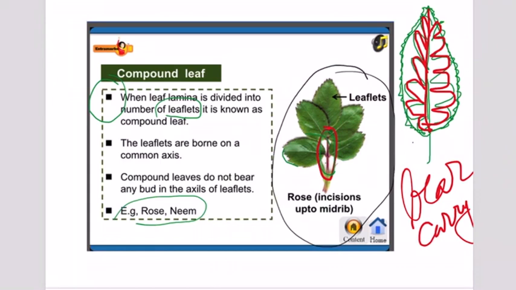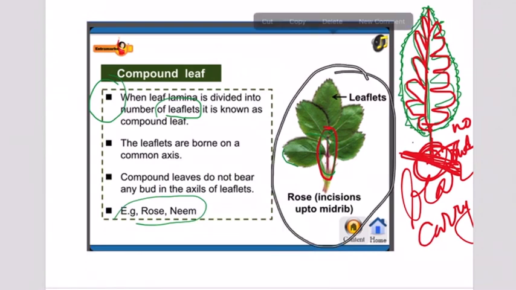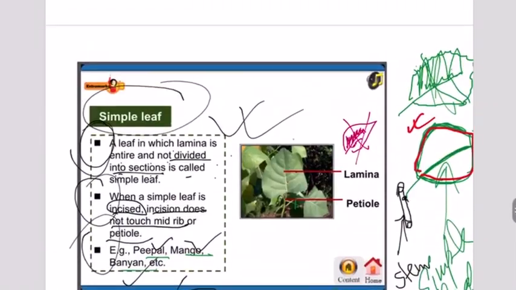And then, compound leaves do not bear any bud in the axil of the leaflet. In the case of a compound leaf, where the leaf touches the stem, there will be no axillary bud. There would be no bud in the axil. So these are the two basic types of leaves we know.